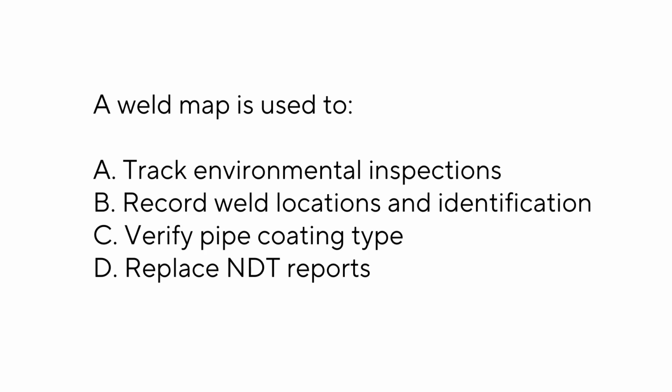A weld map is used to: A. Track environmental inspections, B. Record weld locations and identification, C. Verify pipe coating type, D. Replace NDT reports. Answer: B. Record weld locations and identification.